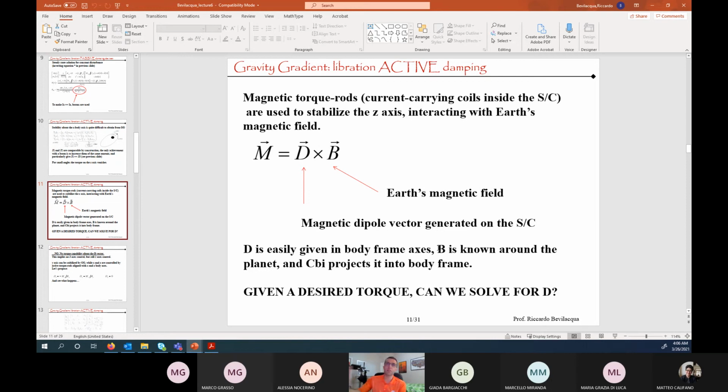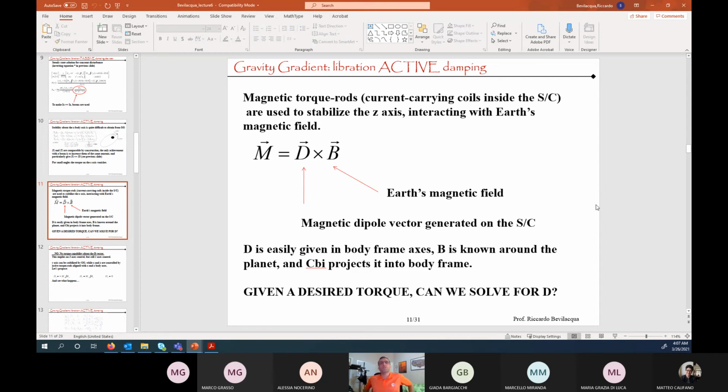And if their axis of symmetry point around the body axis XYZ of the spacecraft, then you have the capability of creating pretty much any direction for D. So D is definitely given in body frames. B will be known around the planet, and in practice, we're not going to add this to Simulink, at least not for now. And there will be a C body to inertial that projects this B, that is expressed in the inertial basis, in the body frame. So the question here is, if I have a desired torque, can I solve for D?